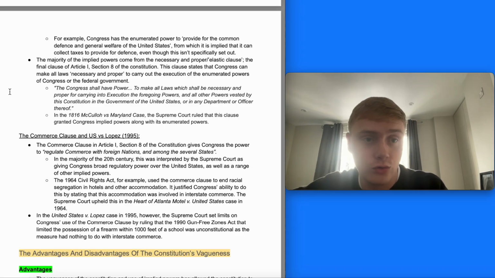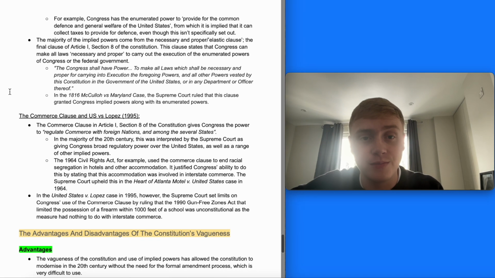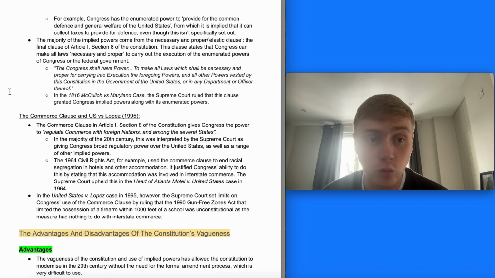The majority of the implied powers in the Constitution come from the necessary and proper clause, also known as the elastic clause, which is the final clause of Article 1, Section 8 of the Constitution. This clause states that Congress can make all laws necessary and proper to carry out the execution of the enumerated powers of Congress or the federal government. And in the 1816 McCulloch v. Maryland case, the Supreme Court ruled that this clause granted Congress implied powers along with these written down powers.